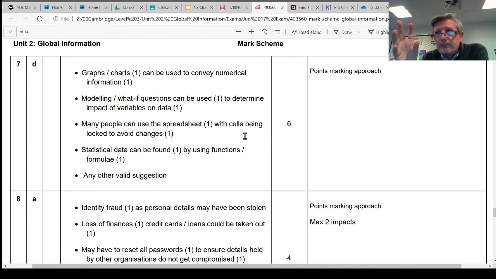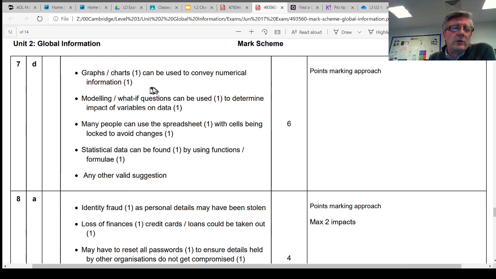Statistical data is obviously useful in a spreadsheet. And you can use the functions and formulas that exist within the spreadsheet software to work out things like averages and minimums and maximums and so on and so on. And if you've come up with any other reasonable suggestion, because your understanding of what you can do with spreadsheet software is pretty good, then you're likely to get a mark for that.